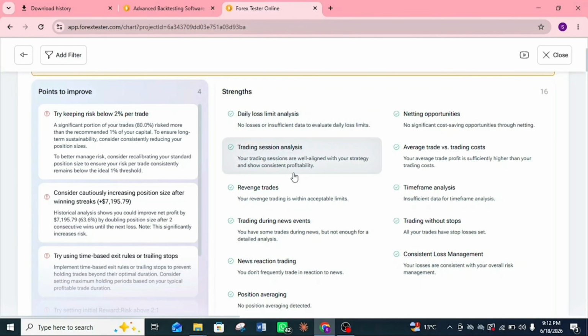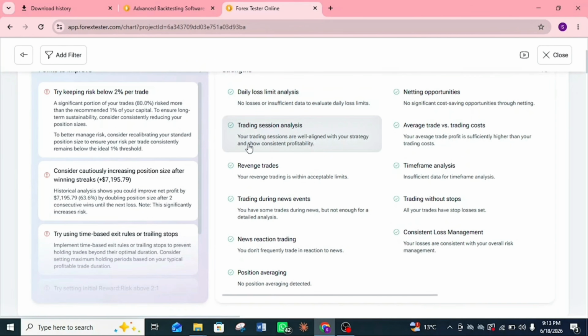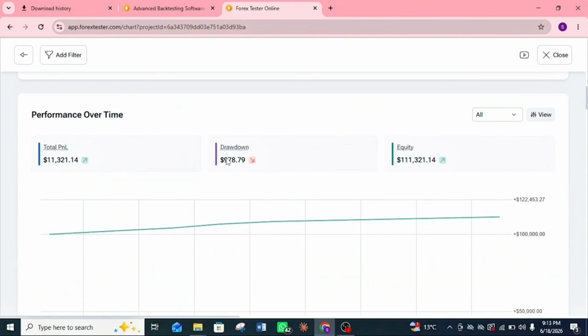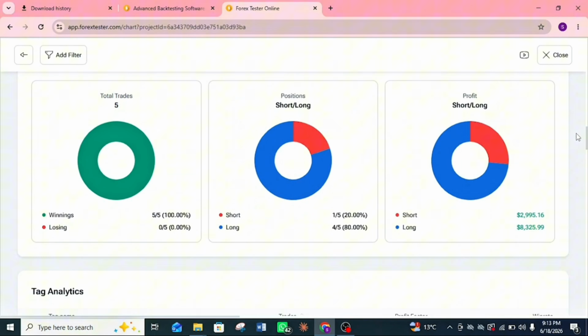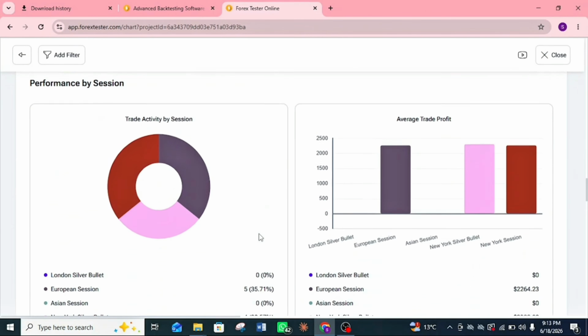And you can see the strengths here. Daily loss limit, because I was respecting the 5% daily loss limit. Trading session analysis, I was only trading in New York session. See all these metrics. The drawdown is 1% drawdown. Total positions, 4 positions long, 1 position short. All were winning trades. You can get the symbol analysis. I was only trading NASDAQ.